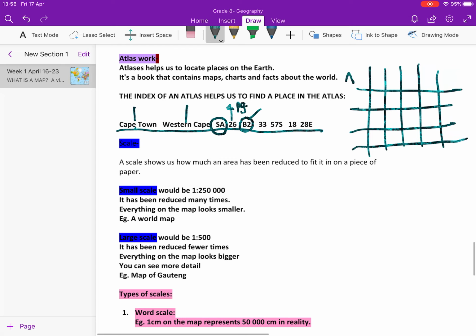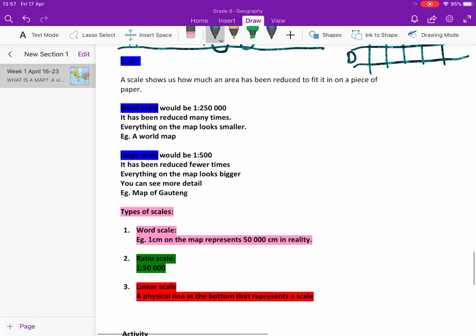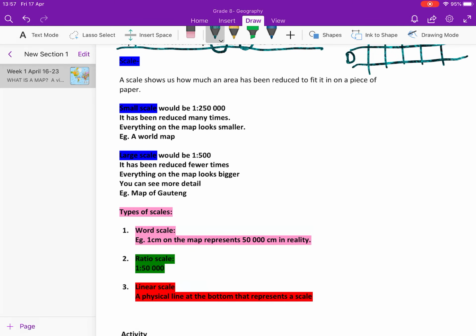And then each row says A, B, C, D, and then 1, 2, 3, 4. So in B2 is where you would be able to find Cape Town. Alright, then this is an atlas, and an atlas is important to understand how to read it and how to find certain places. If we move along, we find the scale.